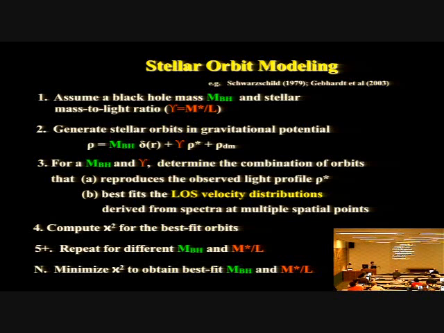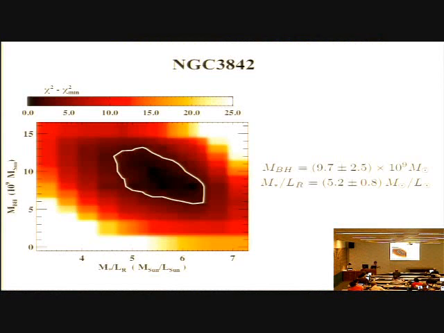So to show you an example of a result we get, this is one of the record breakers, one of the two 10 billion solar mass black holes we reported last December, NGC 3842. So we get a contour by using our spectra kinematics, and by running the Schwarzschild orbit code, we're able to constrain it. So this is how we got these numbers in the papers.